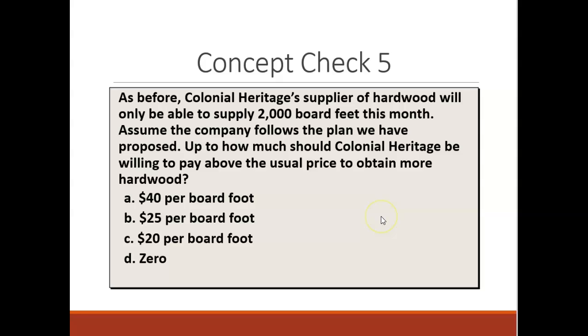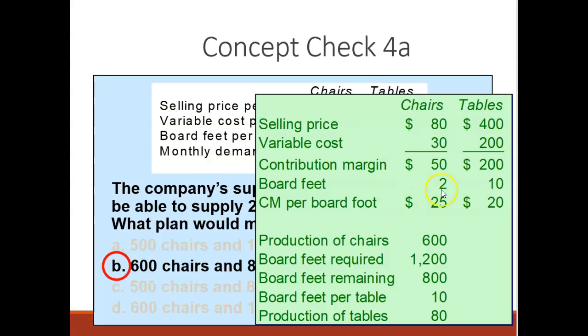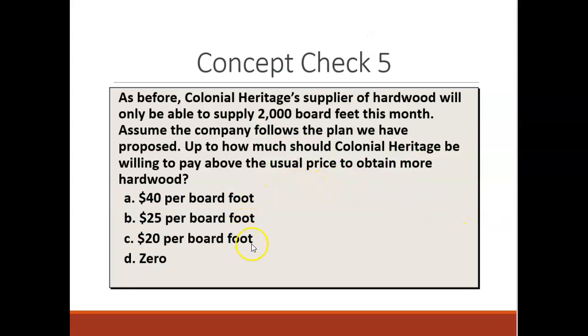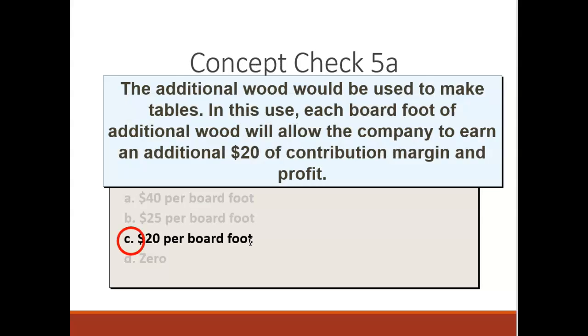That's it. One of the other questions that management's going to ask is, how much are we willing to pay in addition to buy more board feet? Maybe I'll go to another supplier where it's more expensive. I still have the ability to make tables here, and the contribution margin per board foot to make a table is $20. So I'm going to be willing to pay up to $20 for each additional board foot. Now, I don't want to pay $20. I'd rather pay $5 or $10. But the most I would be willing to pay is $20 per board foot.